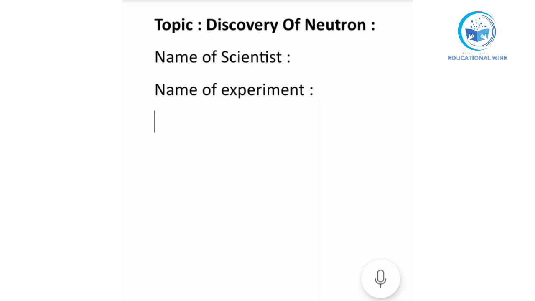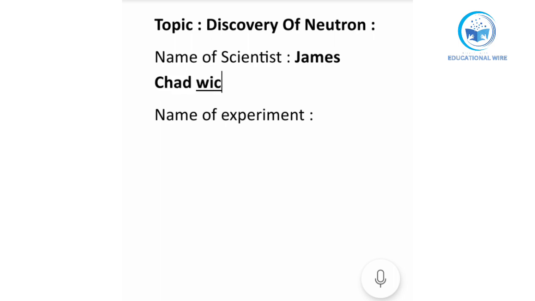So today we will discuss our new topic, that is the discovery of the neutron. First of all, we should know the name of the scientist who discovered the neutron. So the neutron was discovered by James Chadwick, and the name of the experiment was nuclear reaction, in which the nucleus reacts with another body.